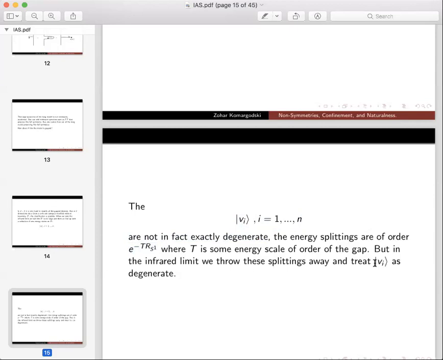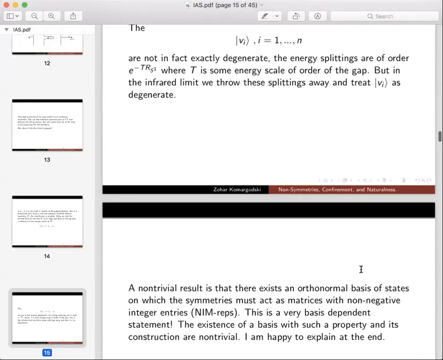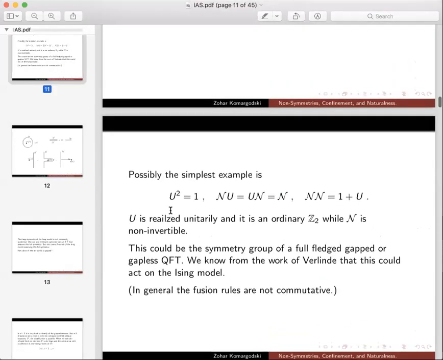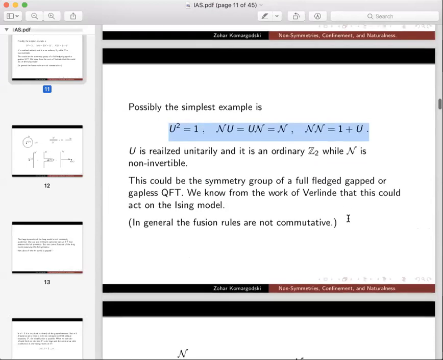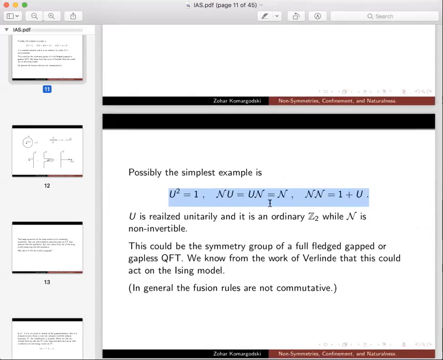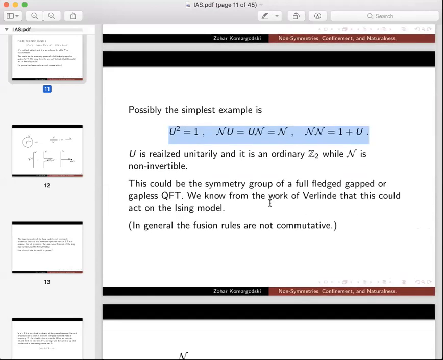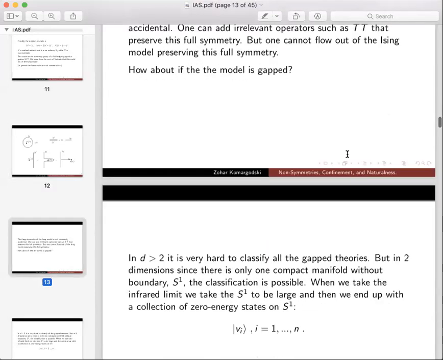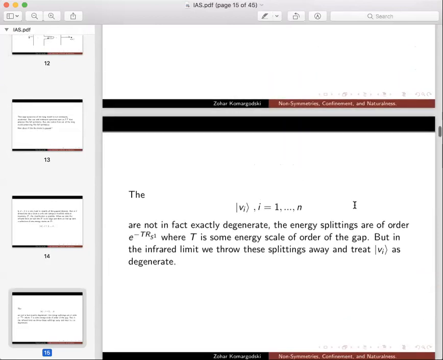And I'll call these states VI. So what I have to tell you is how to act on this VI with this funny algebra of symmetries. If this were ordinary symmetries, everybody knows the answer. We just have to find representations, linear representations of the symmetry, because in compact space you cannot have symmetry breaking. The representations have to be linear, and the states must fall into some big reducible representation of the symmetry group. The question is, what is the analog for such a thing which is not a group? So how do we act on these states on S1 with this object?